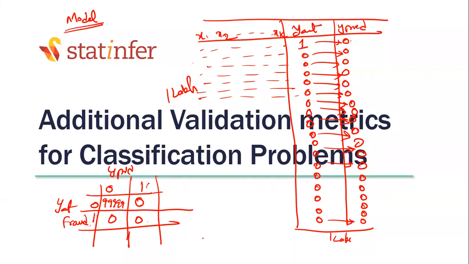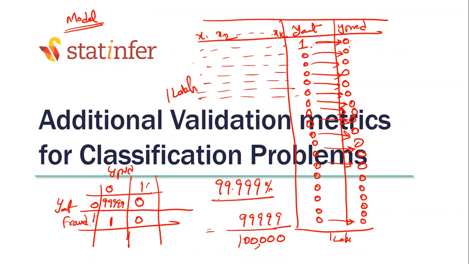Now tell me, what is the accuracy of this model? Look at this. In the denominator, what should I keep here? This one is 1, right? 1 has been predicted as 0. Are you with me? 1 is the actual value, predicted 0. In the denominator, what is the number that you have? 1 lakh. The model has made a prediction of 1 lakh records. Out of them, how many right predictions did it make? 99,999. Tell me, what is the accuracy of the model? 99.999%.